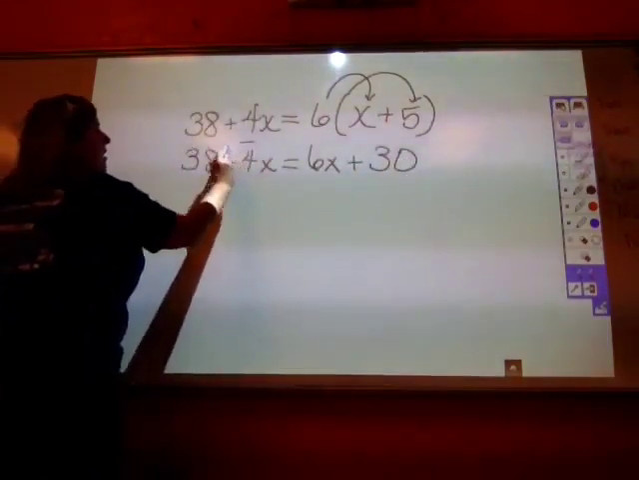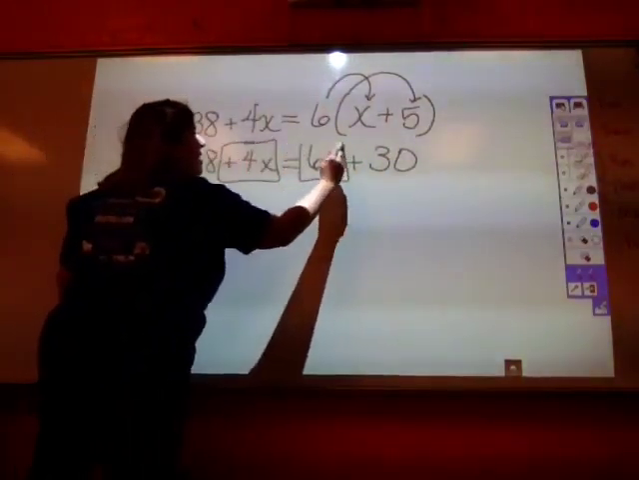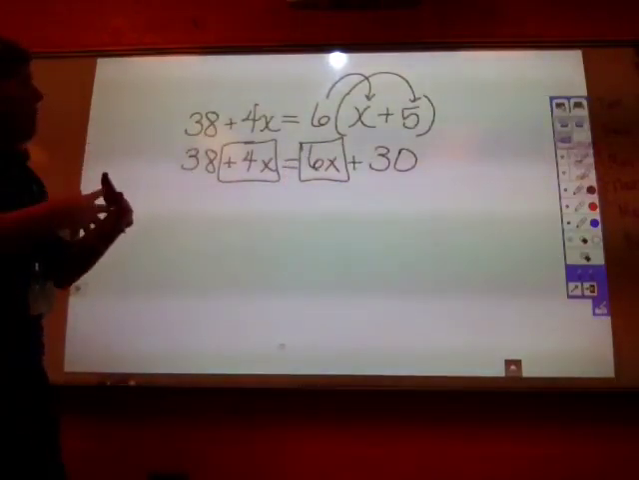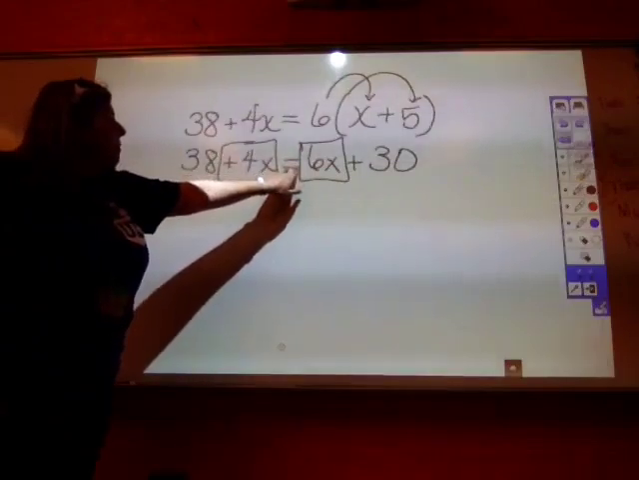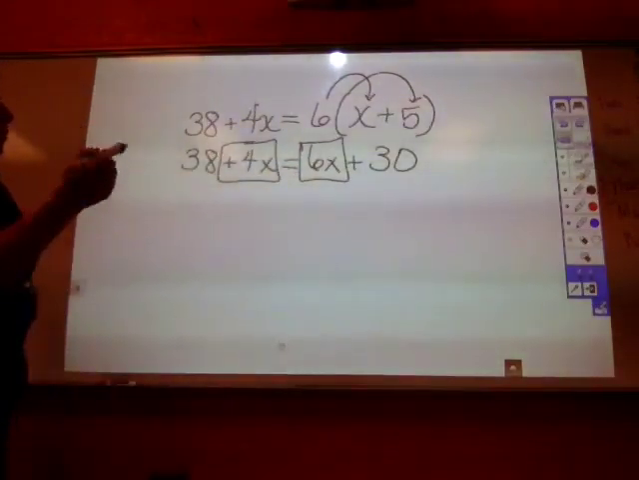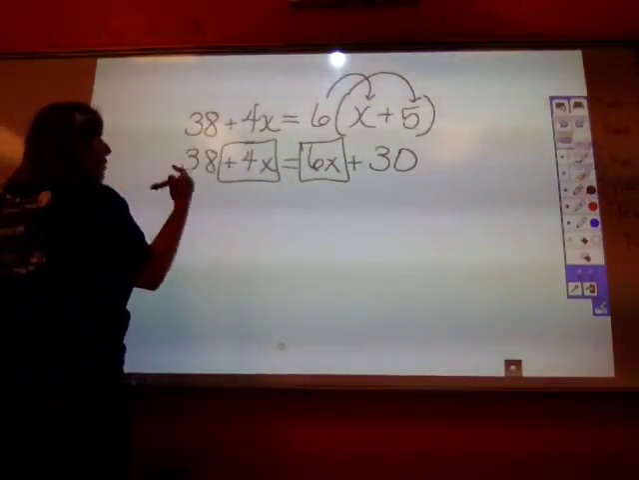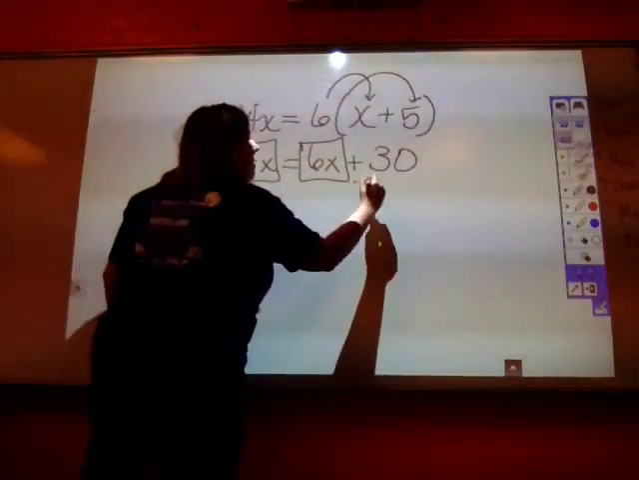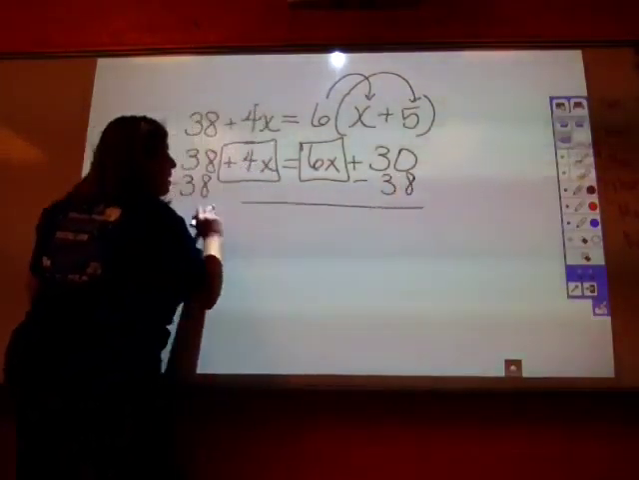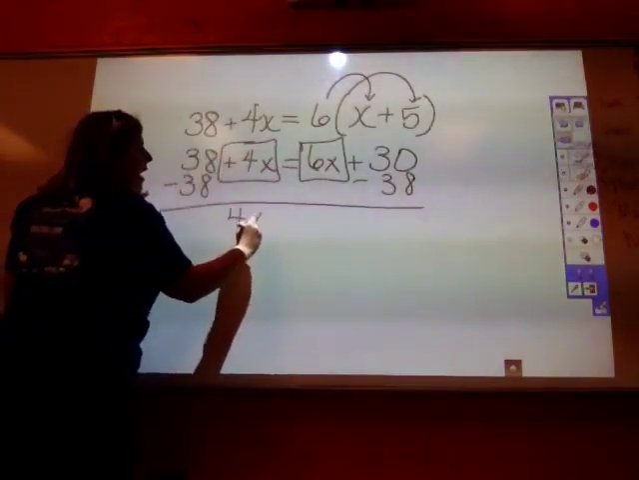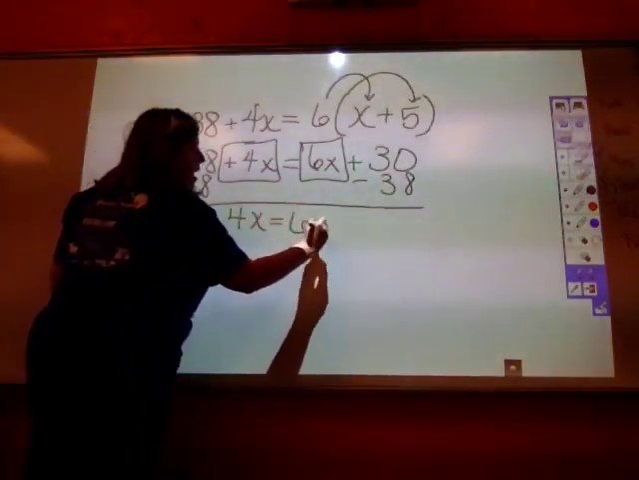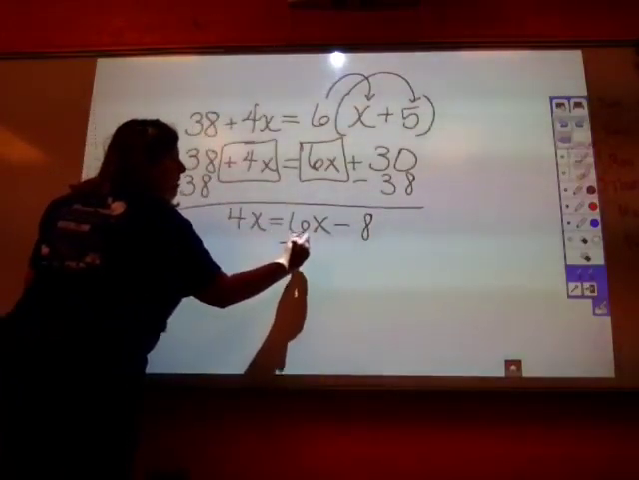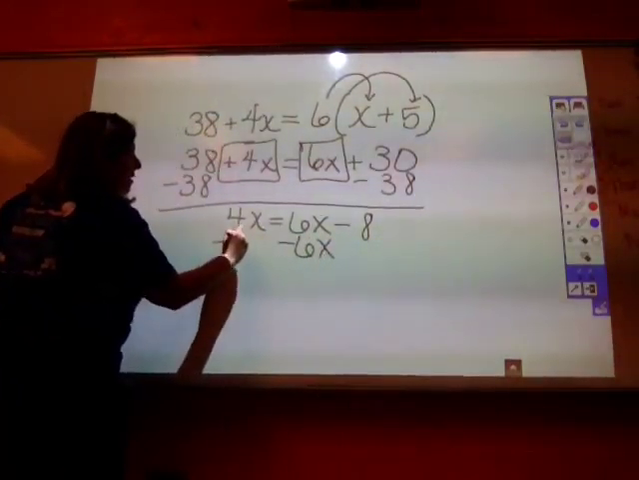Now if I look, I've got a 4x here and then I've got a 6x here. So I've got to relocate those onto the same side. I can't just combine them because they're on opposite sides of the equal sign. So I've got to move one or the other. So you could also move this 38, so subtract 38 from both sides. 4x is now equal to 6x minus 8. So now I'm going to move my 6x by inversing it.